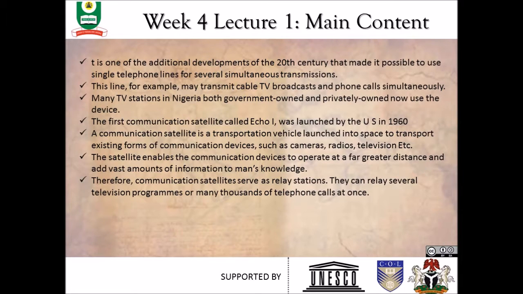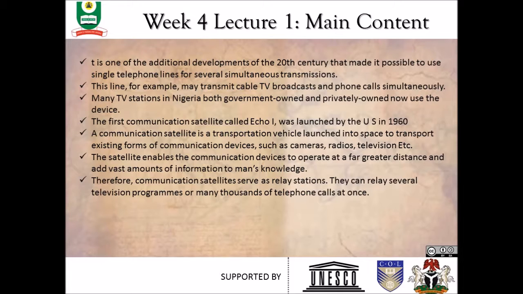What about the telephone? Do you know anything about its development? It is one of the additional developments of the 20th century that made it possible to use single telephone lines for several simultaneous transmissions. This line, for example, may transmit cable TV, broadcast, and phone calls simultaneously. Many TV stations in Nigeria, both government owned and privately owned, now use these devices.